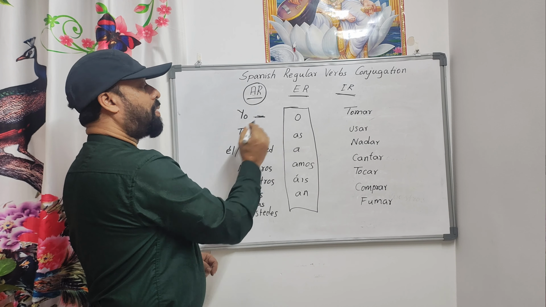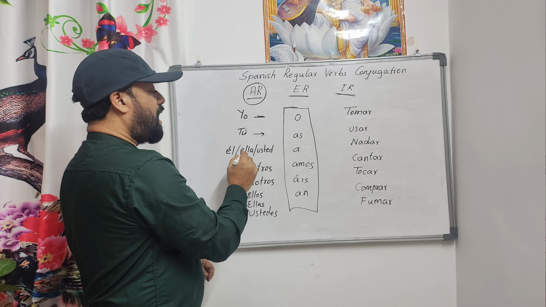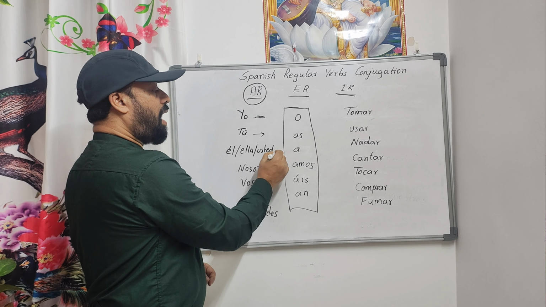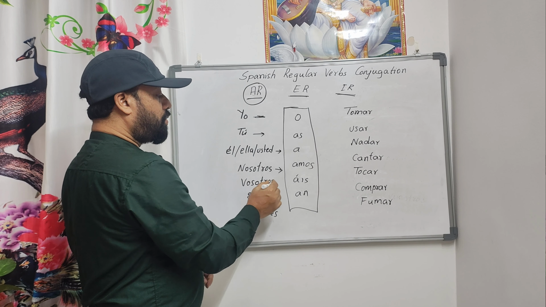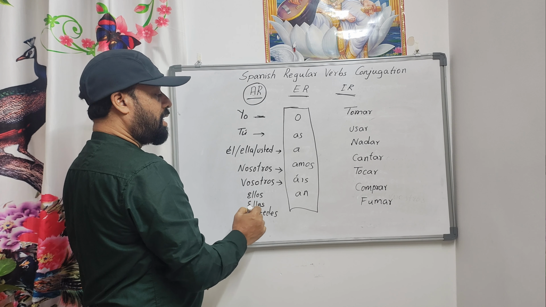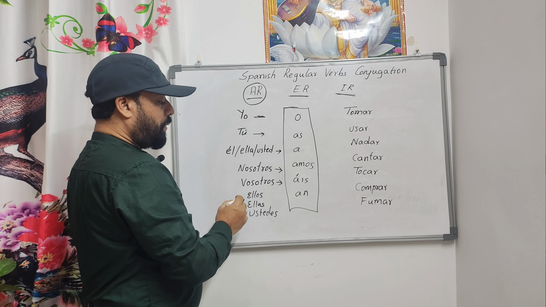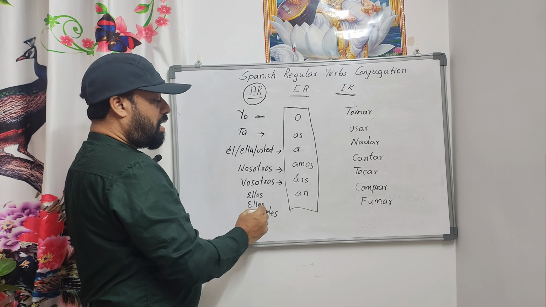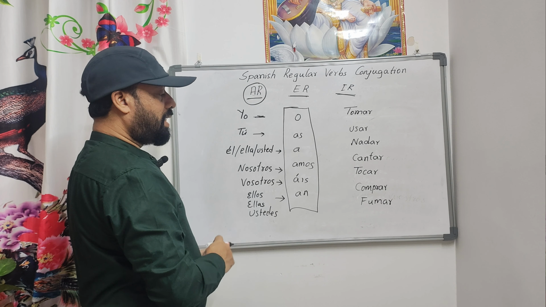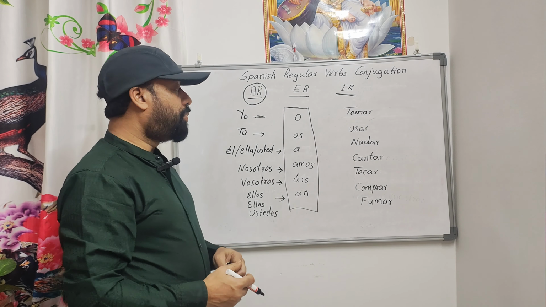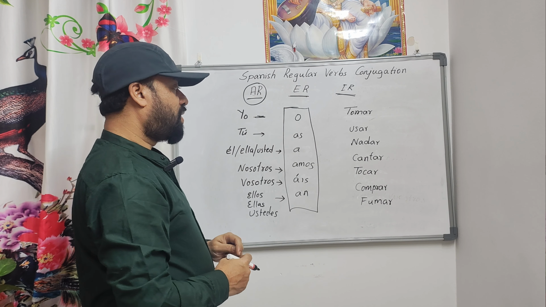For yo we have to remember o, for tú we have to remember as, for él, ella, usted we have to remember a, for nosotros we have to remember amos, for vosotros we have to remember áis, but here there's an accent, we have to remember that also. The last three, ellos, ellas, ustedes, all follow an.